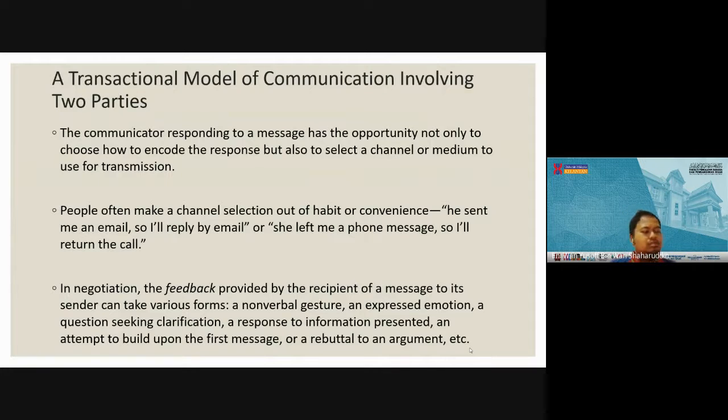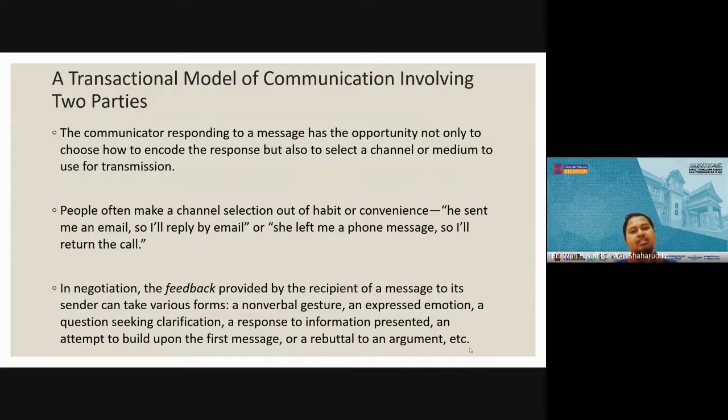So we always select our channel based on our habit and also whatever is convenient to us. For example, he sent me an email, so I reply by email. Or she left me a phone message, so I return the call, for example. So whatever is convenient for us to reply.